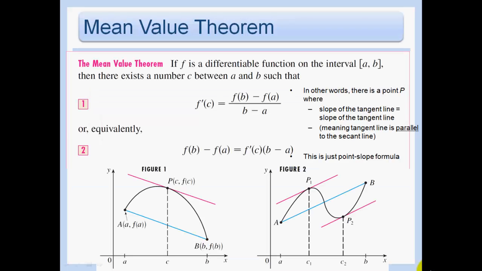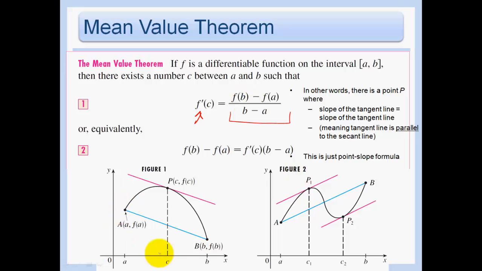The mean value theorem is a big one for us, and it says that if f is a differentiable function on the interval a to b, then there exists a number c between a and b such that f prime of c equals f of b minus f of a all over b minus a. In other words, the instantaneous rate of change is equal to the average rate of change somewhere. The slope of the tangent line equals the slope of the secant line somewhere.